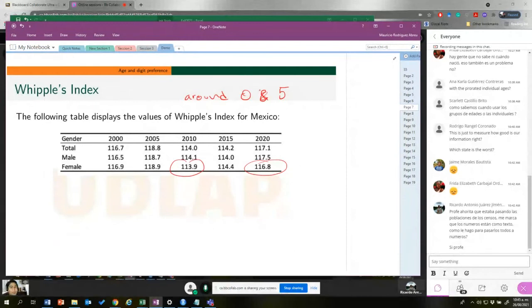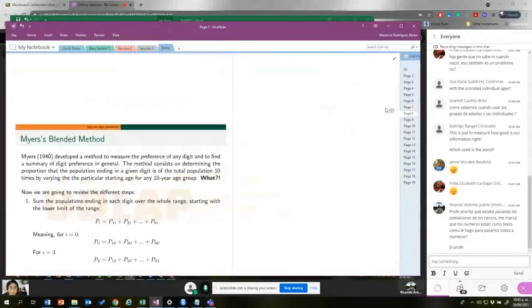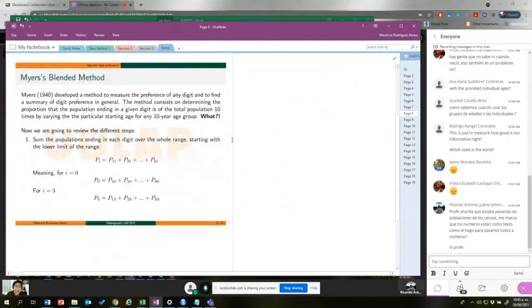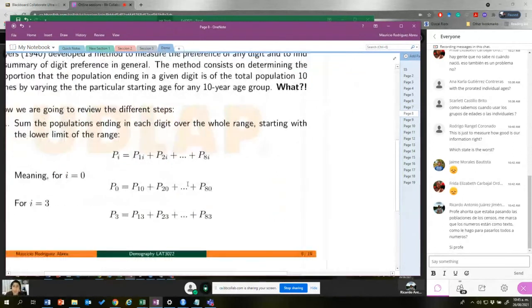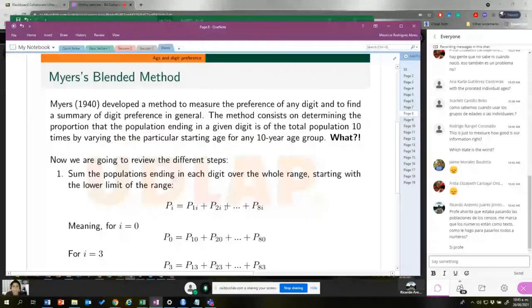We can get into more specific details and actually tell what is going on for more digits. Okay, so we have another approach, which is called Meyer's blended method. This has been around for a long time now, but it's really good at explaining what is happening. So the official definition of this blended method is what I have here. This method consists of determining the proportion that population ending in a given digit is of the total population, 10 times varying by the particular starting age.